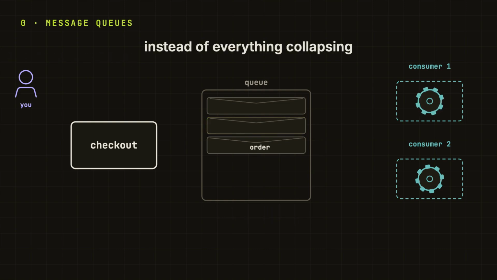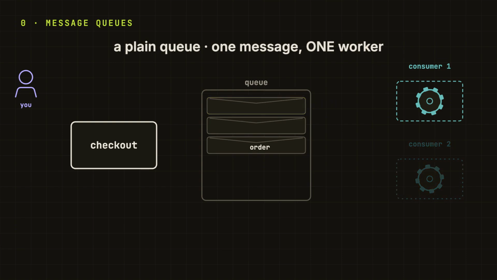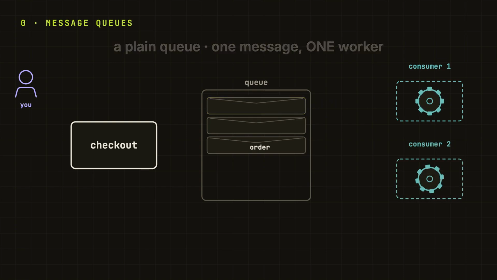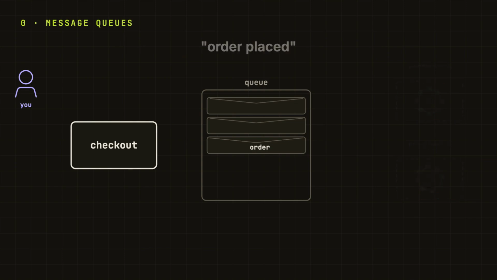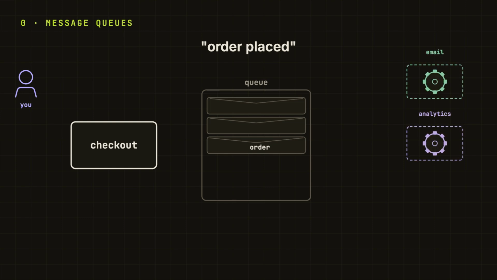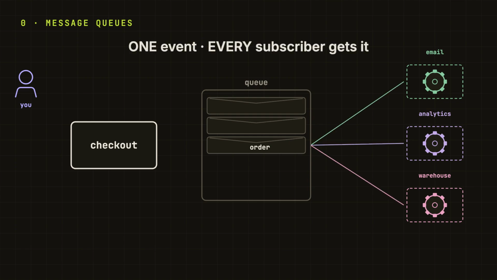Now, a related idea. A plain queue usually has one message going to one worker, but sometimes you want one event to reach many different services. For example, "order placed" needs to reach the email service, the analytics service, and the warehouse service. That pattern is called publish-subscribe, or pub/sub. One event is published and many subscribers each receive it.